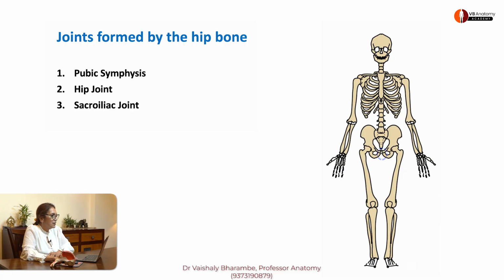Let's find out what are the joints formed by hip bone. Take a look. Hip bone forms a joint with the other side hip bone called the pubic symphysis. Forms a joint with the femur, the hip joint of course. And forms a joint with the sacrum called the sacroiliac joint. These are all basics. I'm sure you know all this. But I have to take you through this so that you kind of mentally come into the lecture.